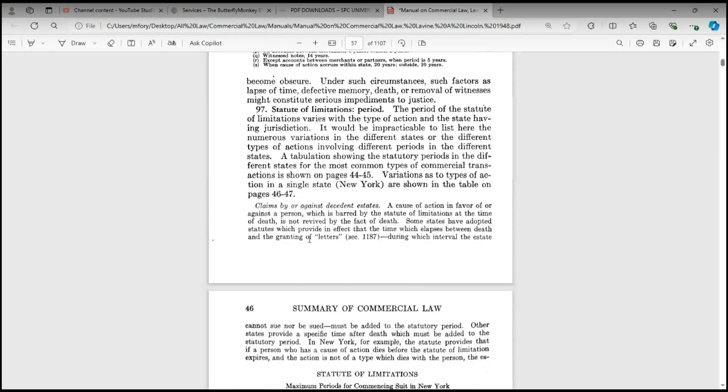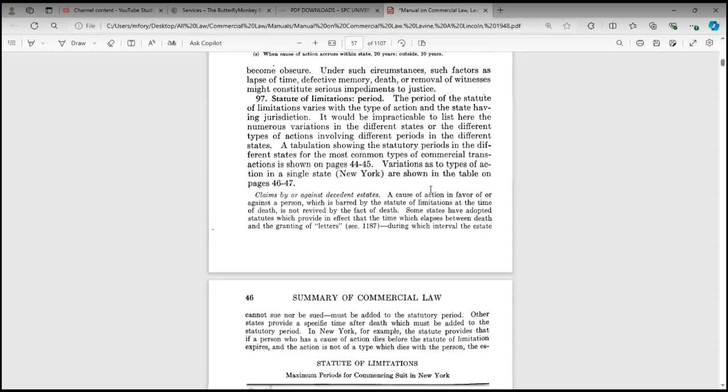Statute of limitations, period. The period of the statute of limitations varies with the type of action and the state having jurisdiction. It would be impracticable to list here the numerous variations in the different states or the different types of actions involving different periods in the different states. A tabulation showing the statutory periods in the different states for the most common types of commercial transactions is shown on page 4. Well, that's the chart. Variations as to types of action in a single state, New York, are shown in the table on pages 46 and 47.